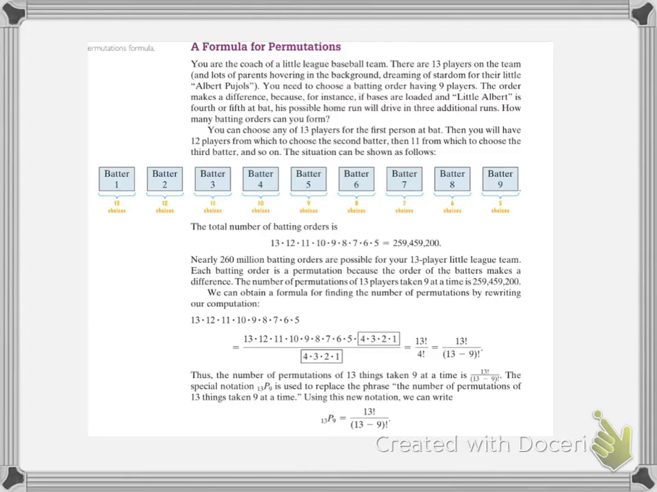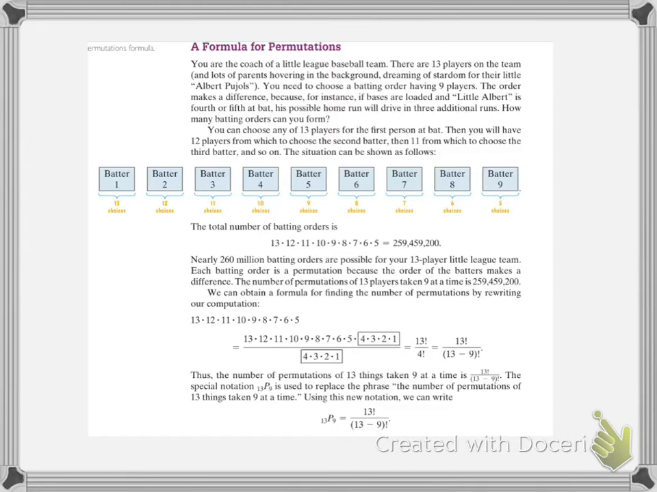So here's an example that builds this theory. You're the coach of a Little League baseball team. There are 13 players on the team. You need to choose a batting order having 9 players. So you're choosing 9 out of the 13 to line up in an order. The order makes a difference because, for instance, if bases are loaded and little Albert is 4th or 5th at bat, his possible home run will drive in 3 additional runs. How many batting orders can you form? How many different batting orders are there if you're choosing 9 people from 13 people to line up?